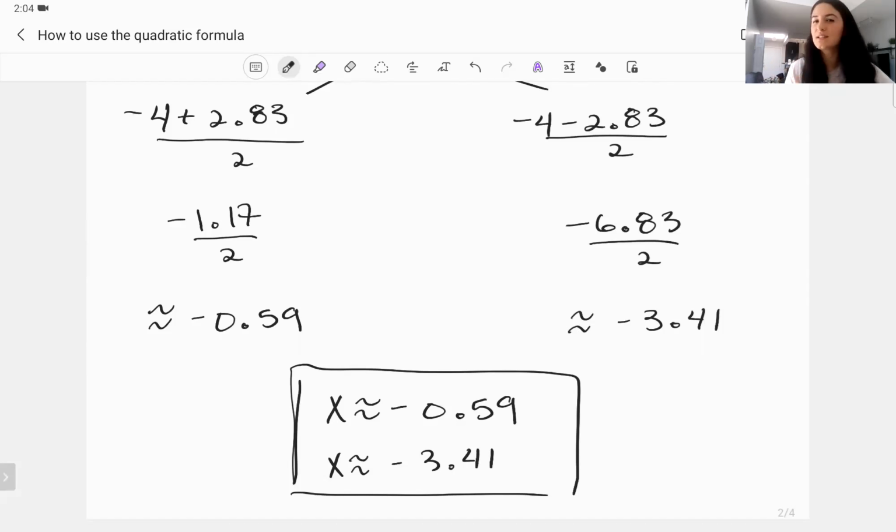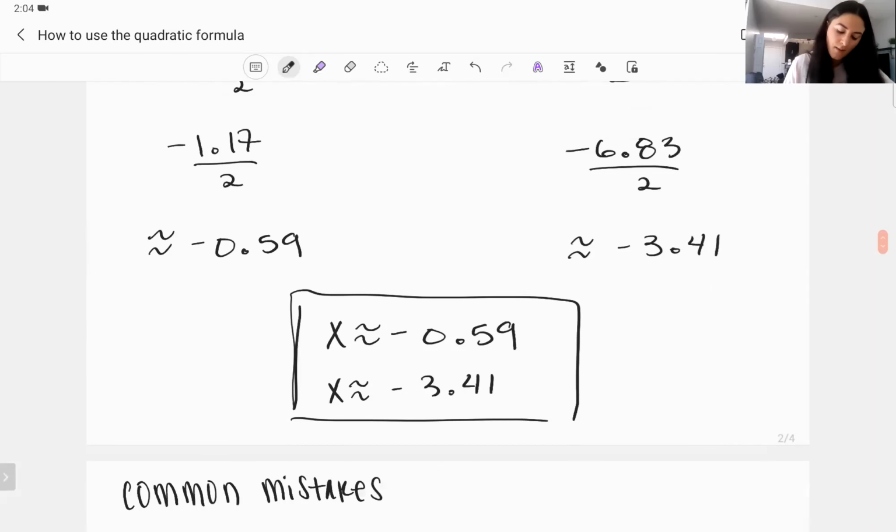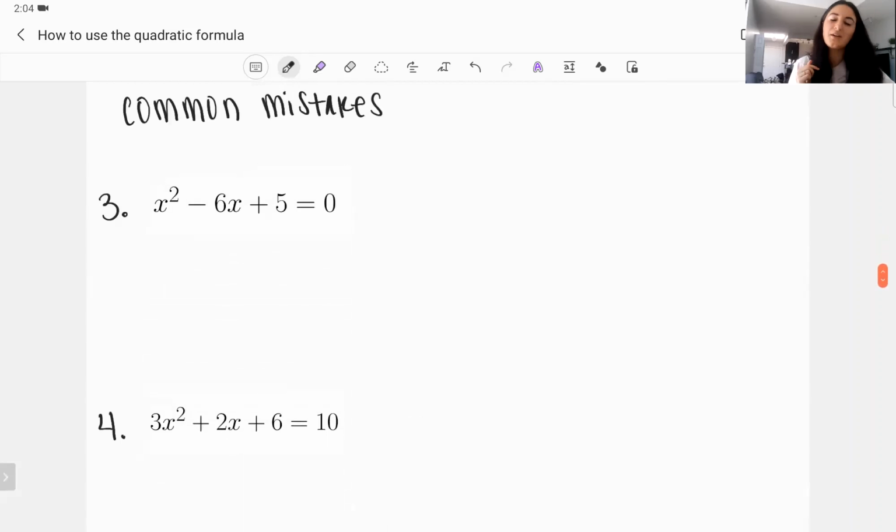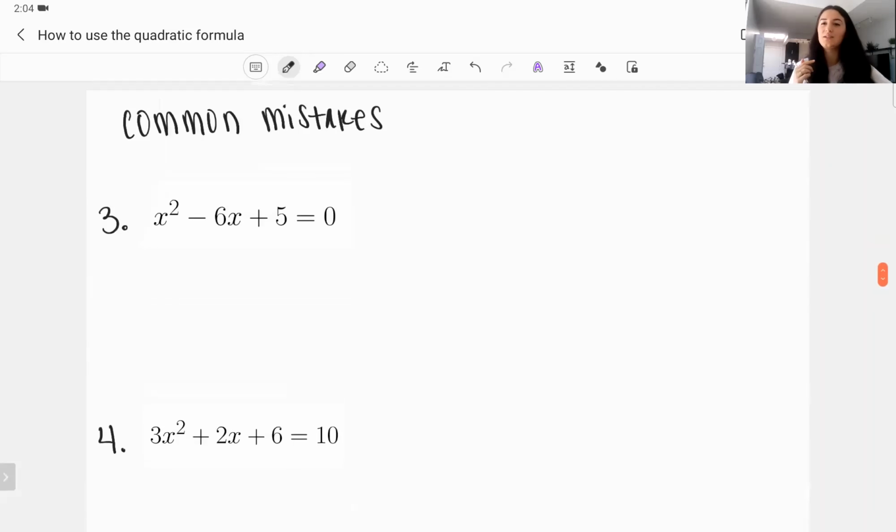And when you're solving these problems using the quadratic formula, it doesn't get a whole lot trickier than this. It's really the same process over and over again. But really quick, I wanted to just mention a few common mistakes that I see students do a lot. And so I want to kind of warn you about them so that you don't do them.